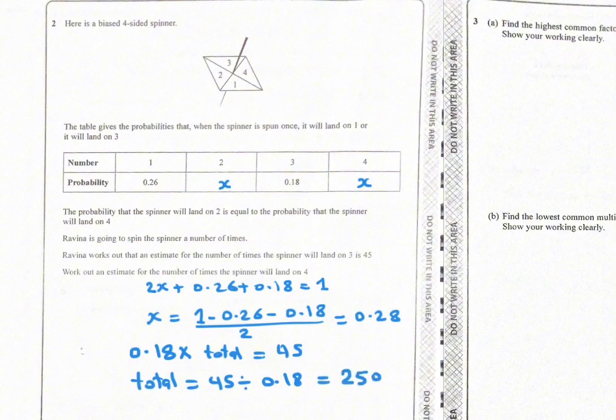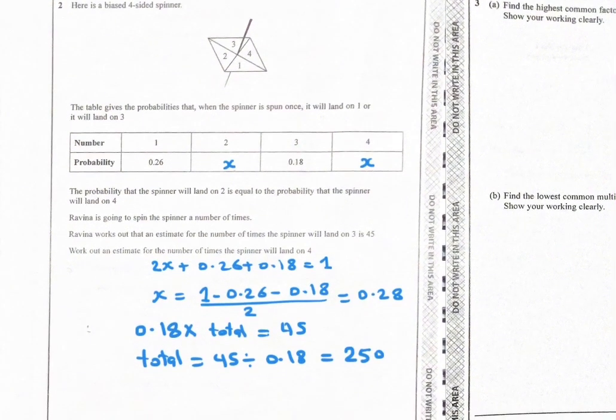250 times. Now we can find an estimate for the number of times the spinner will land on 4 by multiplying the probability of 4, which is 0.28, times the total number, which is 250, equals 70 times.